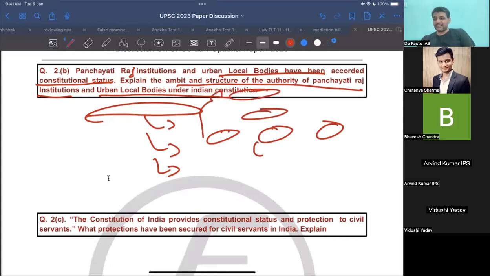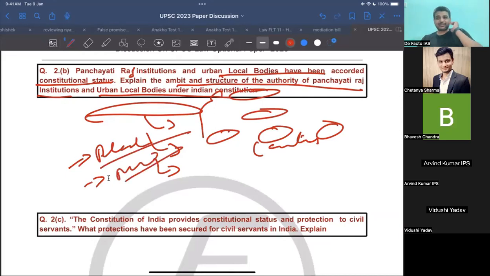Make the layers, and write the names of the articles in brackets. Then you write that there are certain recommendatory measures and certain mandatory measures provided in the constitution. So you have to simply pinpoint recommendatory and mandatory measures along with the article. So it is again a very, very easy question. You can simply write it down.